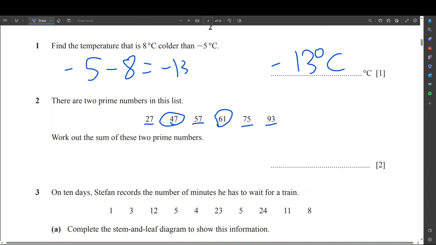So they are the prime numbers. And all we need to do is find the sum of these. So 47 plus 61 is equal to 108.